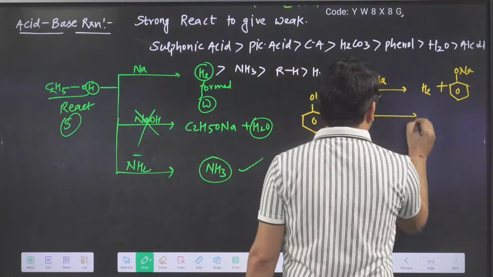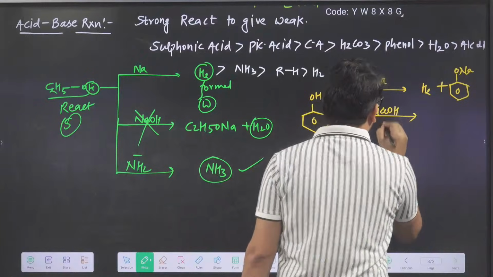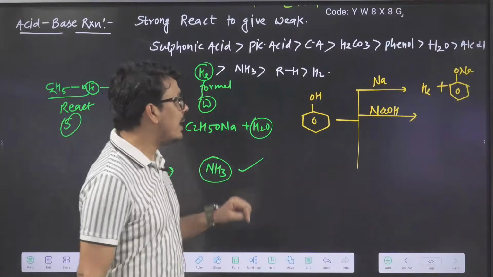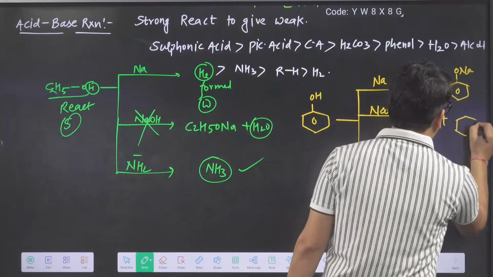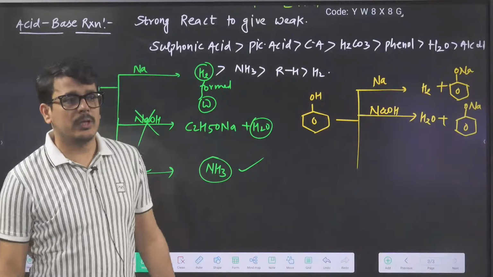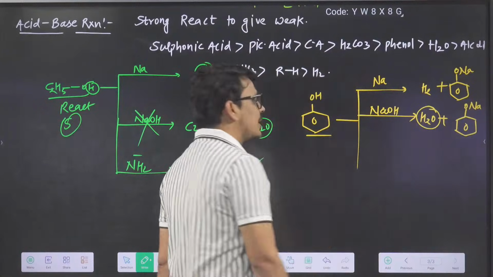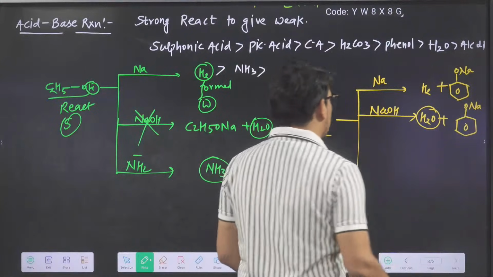Now next, if I said here, let's say again NaOH. Tell me now, when this reacts, what will you get? One of them is H2O and one of them is phenoxide. Again, tell me, water or phenol, which one is more acidic? Phenol. So again, this reaction is possible.